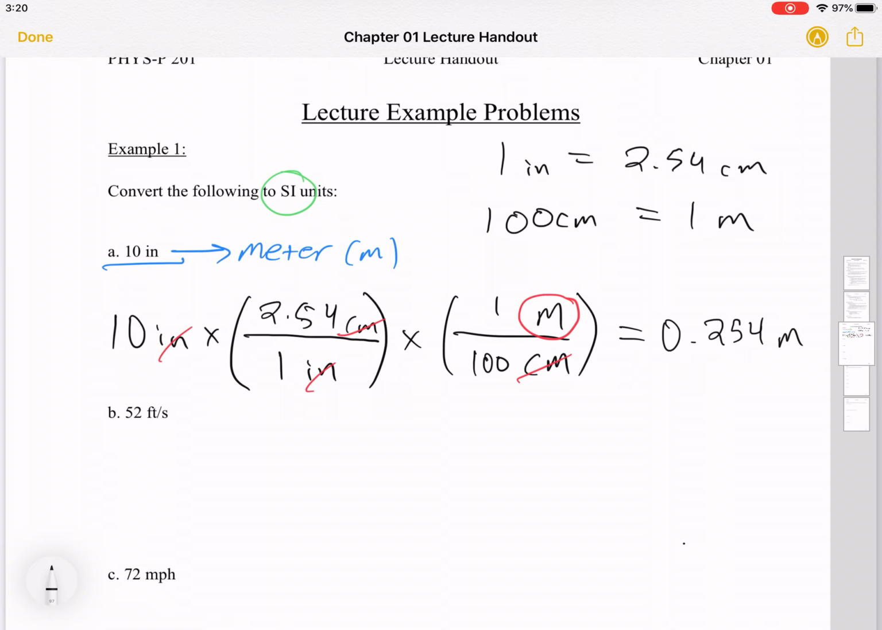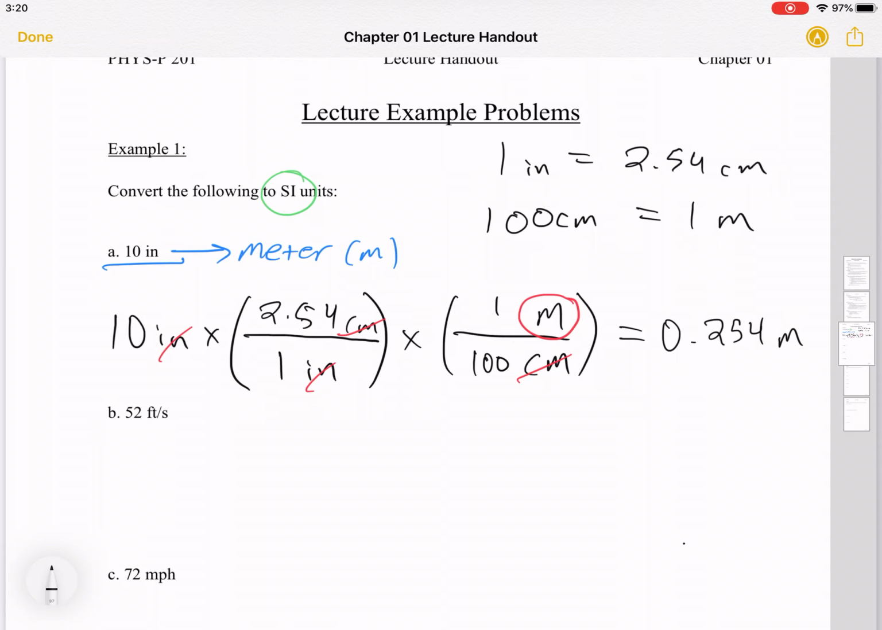Right, so that's a quarter of a meter. 10 inches is probably about a quarter of a meter, because if you think a meter and a yard are about the same, 10 inches is a little less than a third of a yard. So yeah, this tracks. Plus our math is right, so that's right.